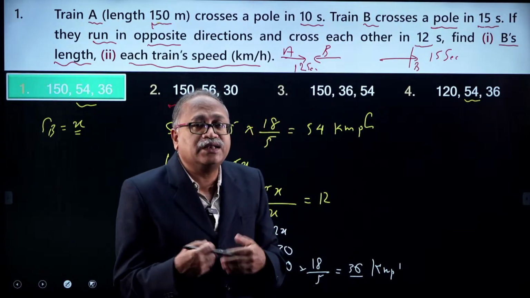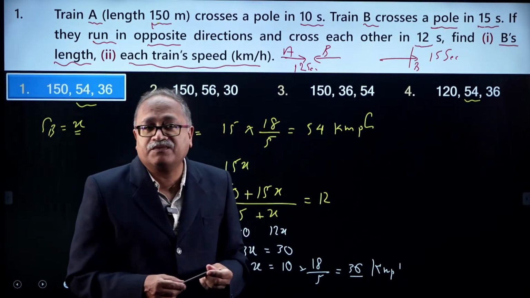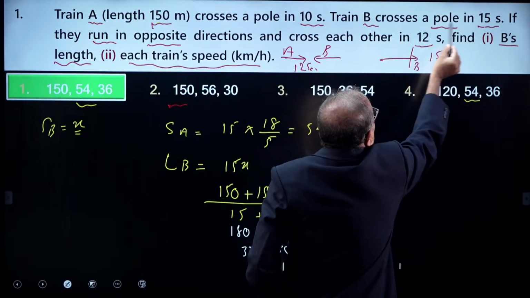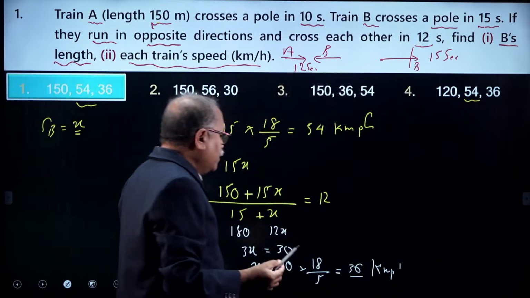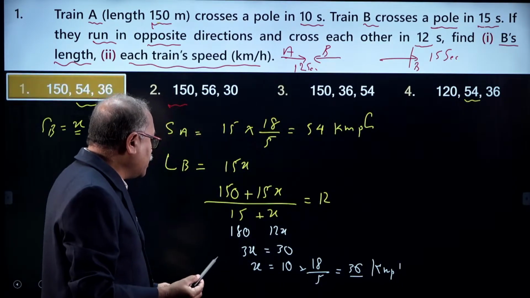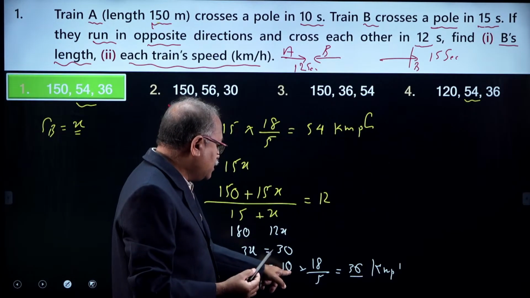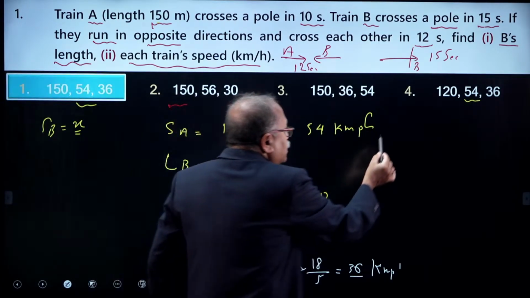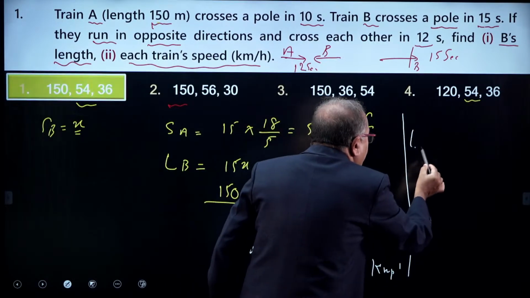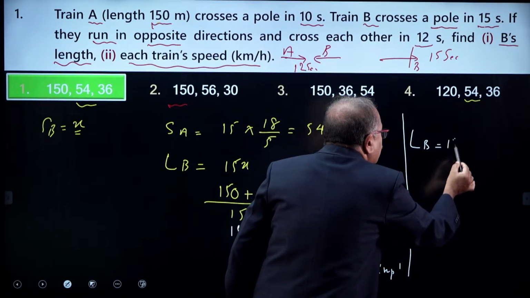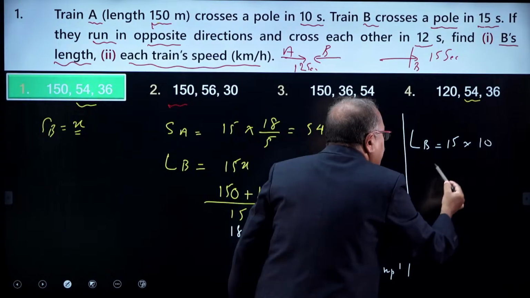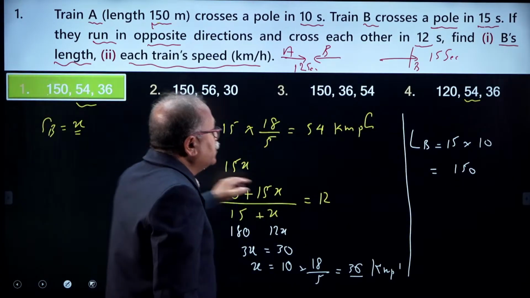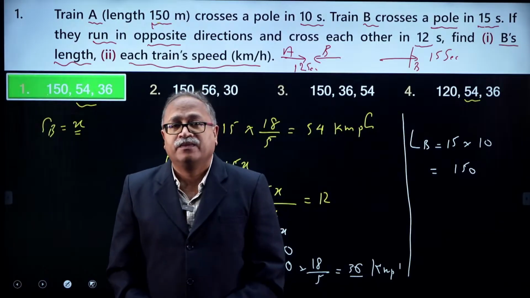So here also I need to find out the length of the train B. Train B crossed the pole in 15 seconds, whereas the speed of B is how much? 10 meter per second. So what is the length of B? Length of B is 15 into 10 seconds, it takes 150. So length of B 150, here 120.